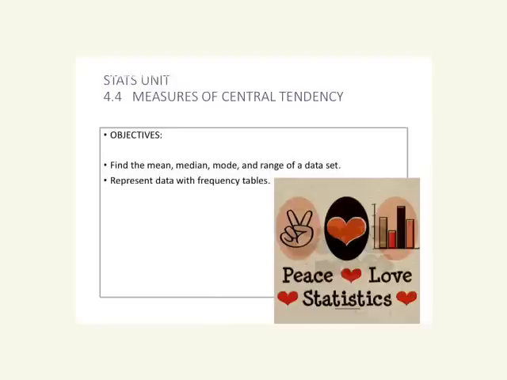Chapter 4, Section 4, Measures of Central Tendency. We have two objectives for today. The first objective is to be able to find the mean, median, mode, and range of a data set. And our second one is to be able to represent data with what we call a frequency table. Let's go ahead and dive into the lesson.